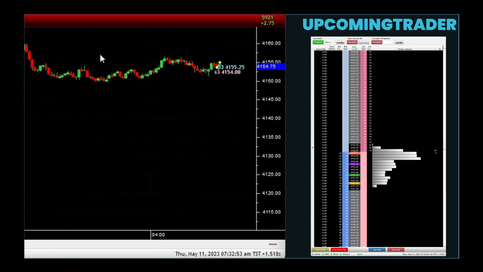Recognizing flags and pennants in RTrader Pro requires identifying the flagpole first. Look for a strong price movement, then draw parallel trend lines for flags or converging trend lines for pennants during the consolidation phase. Setting alerts at the breakout points can help you take advantage of the continuation of the trend.